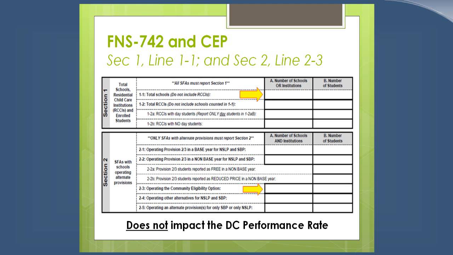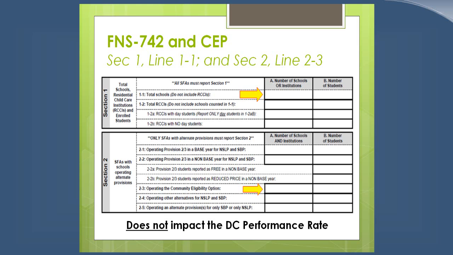I'm pointing this out just because that's where CEP reports on the 742. CEP schools or SFAs would report on the 742. This data here on the 742 for CEP does not impact your direct certification rate. So where do you report the distinct number of CEP students that are direct certification matches? You don't report them anywhere on the 742.